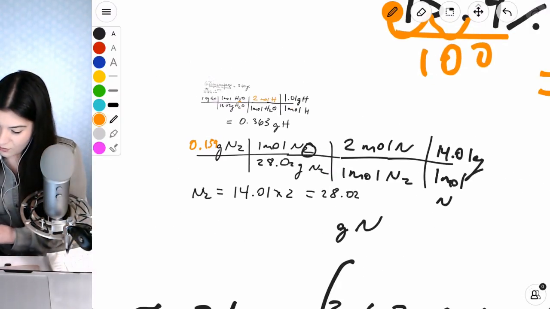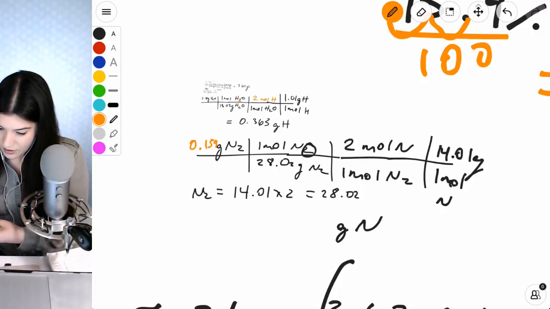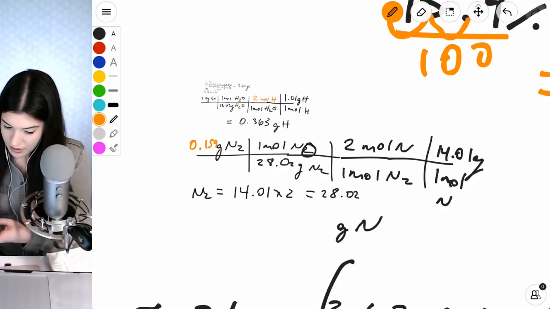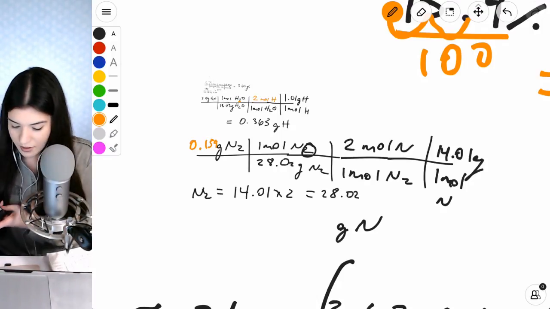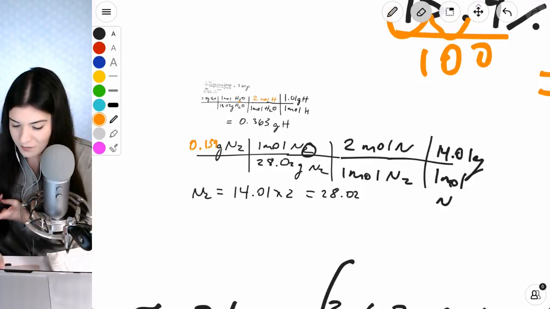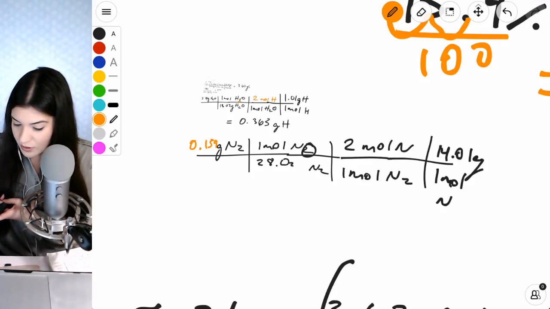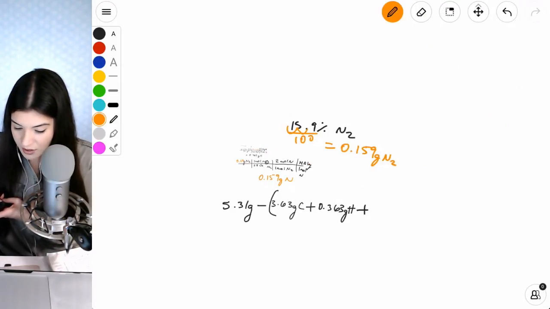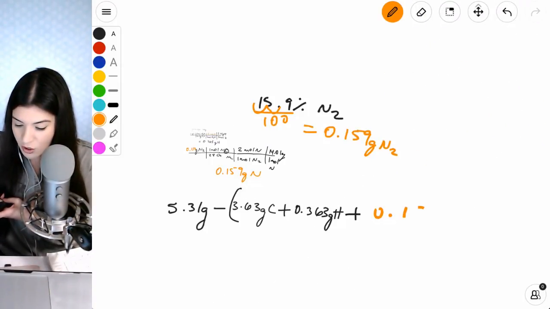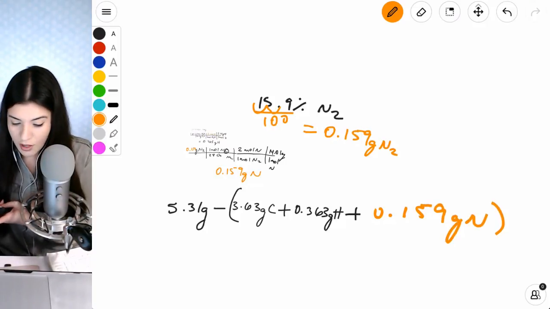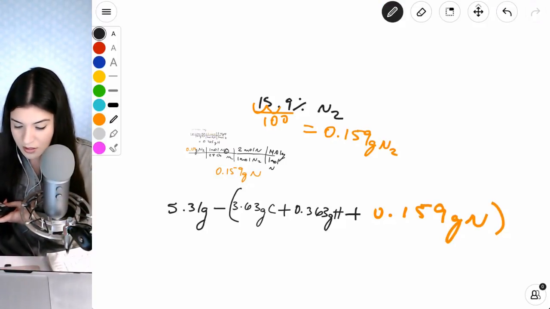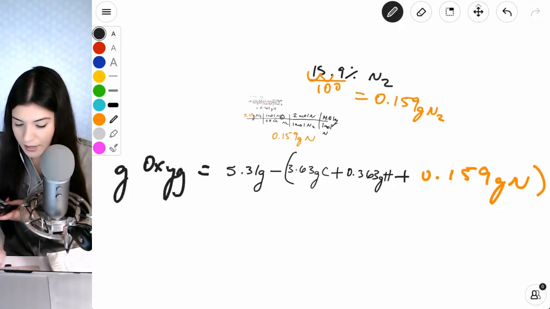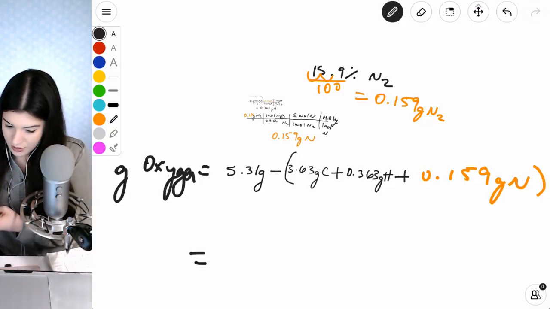Let's figure out what we get with this. Redoing that part, times 2 times 0.159 divided by 28.02. Okay, I figured the same thing as well. So this would have been 0.159 grams of just N. That's what I'm going to subtract, and then we'll figure out how many grams of oxygen are left over. So this is going to tell us how many grams of oxygen. Okay, let's see what we have.